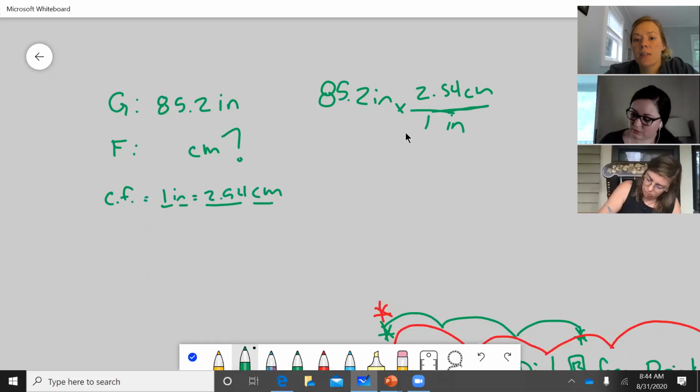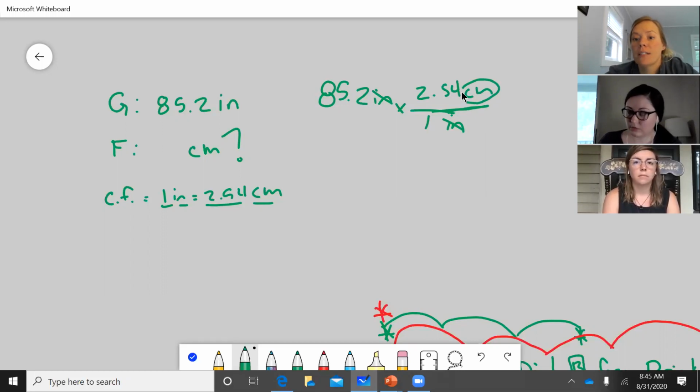The reason that I need it to be this way is so that the inches go bye-bye, because I don't want inches anymore. I just want centimeters. If I had flipped this or written it the other way, inches would be on top, centimeters would be on bottom. What would happen to my units? It would be an inch times an inch, which would be an inch squared, divided by a centimeter. That's not a unit that we want to see. So make sure you're setting it up where they are crossing out. The only unit that will be left is a centimeter. We like that. So I'll put centimeter. I'm going to plug this into the calculator and see what we get.